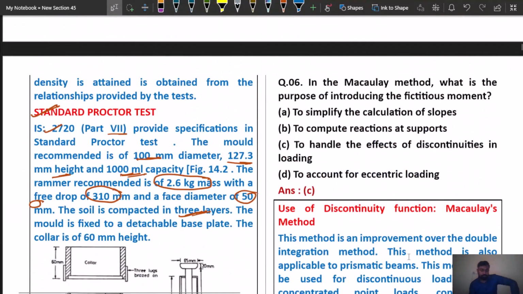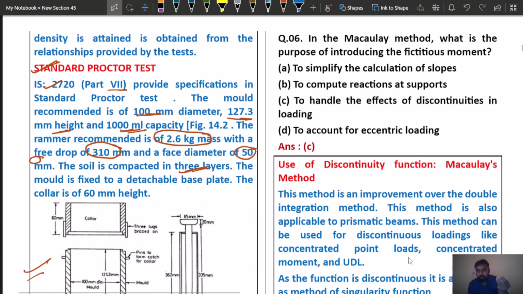In this question number 6, in the Macaulay method, what is the purpose of introducing the fictitious moment? So this question is asking why we introduce the fictitious moment in the Macaulay method. Options are given: to simplify the calculation of slopes, to compute reactions at the supports, to handle the effect of discontinuities in loading, to account for eccentric loading.